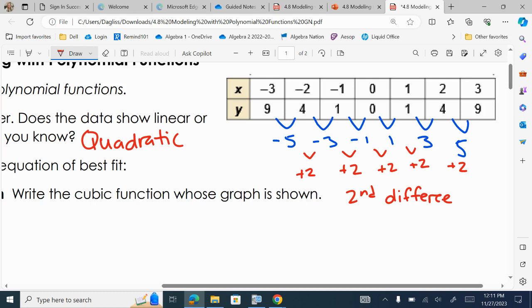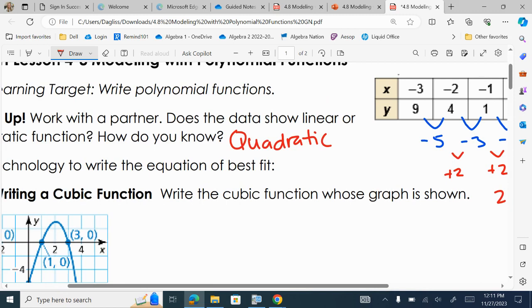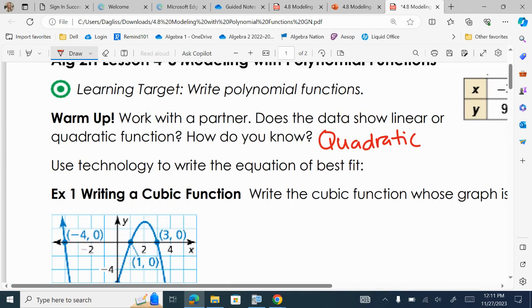That is going to be, I also can't spell difference. There we go. So the how do you know? You should say the second differences are the same. That's the how do you know. Okay, linear or quadratic, it is quadratic. How do we know? Because your second differences are the same.